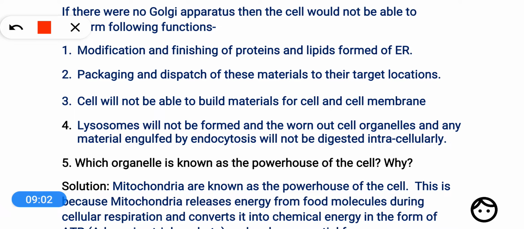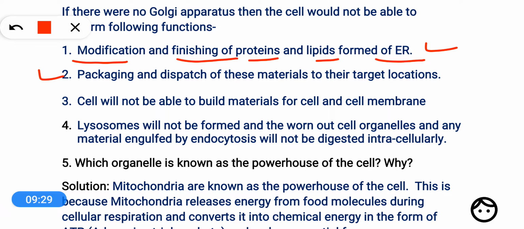So if there is no Golgi apparatus, then those functions will not be performed inside the cell, right? For example, modification and finishing of proteins and lipids formed on the ER will not be done, because this is the function of the Golgi apparatus. The proteins and lipids formed on the endoplasmic reticulum are sent to the Golgi apparatus for giving a final form to them, meaning finishing and modification of them. So this will not happen, right?